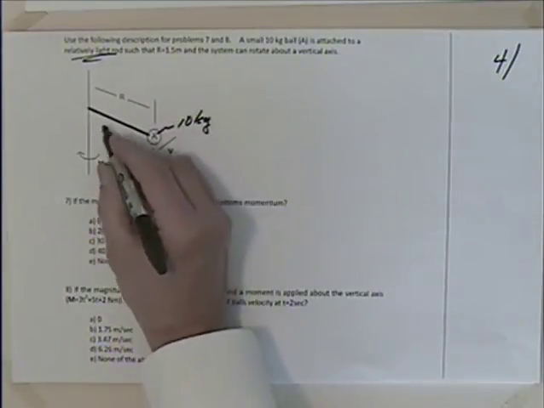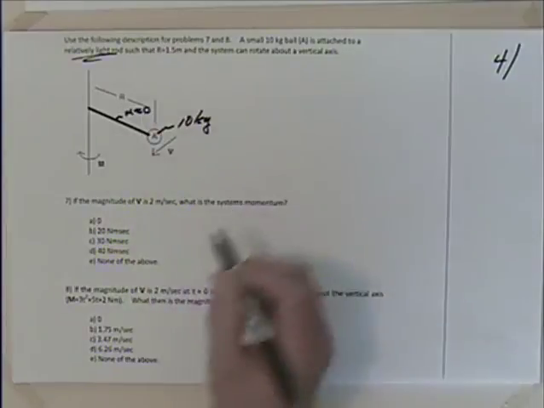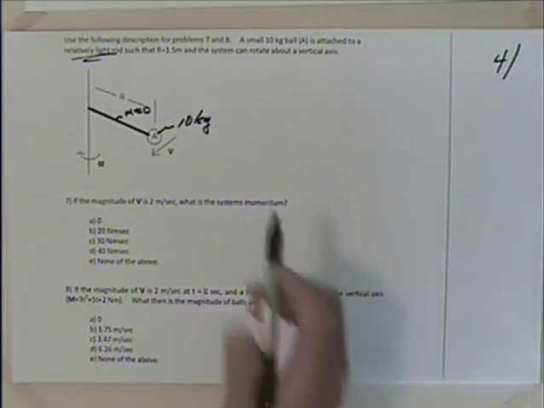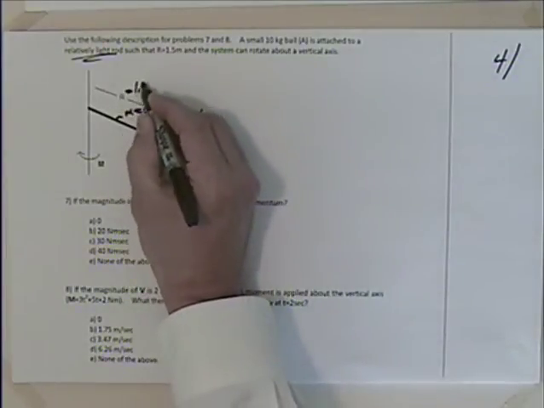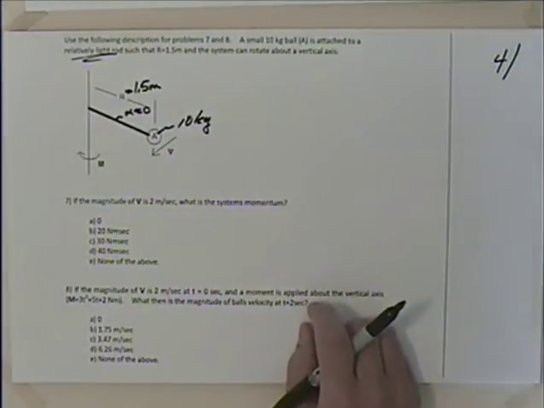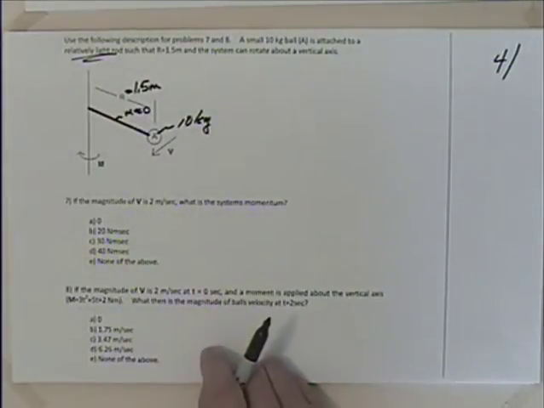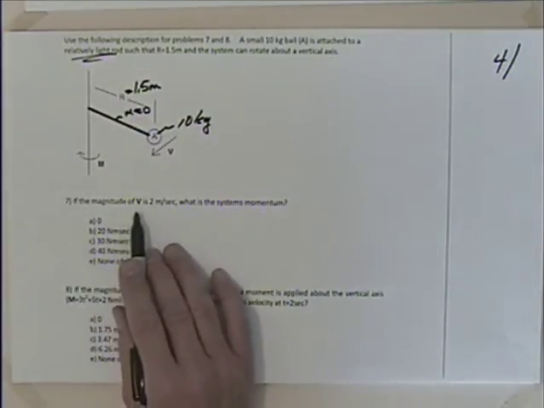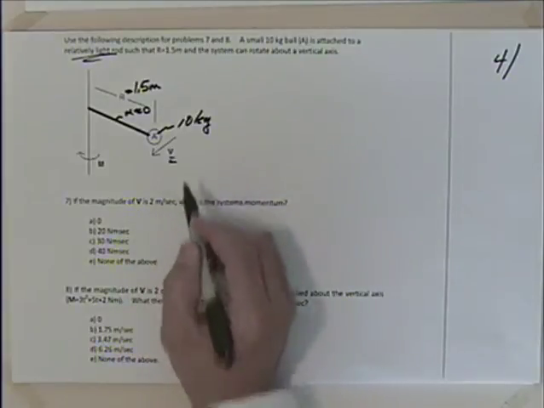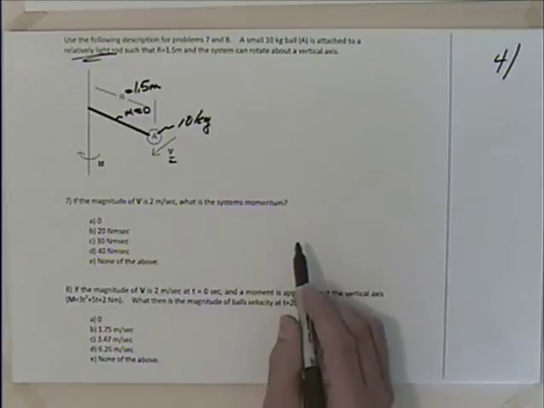What are they getting at there? That the mass of this is about 0, right? We don't have to worry about that. And that the radius is equal to 1.5 meters, about 4 feet. And the system can rotate around this vertical axis, so it's rotating about that. If the magnitude of the velocity v, right there, is 2 meters per second, what's the system's momentum?